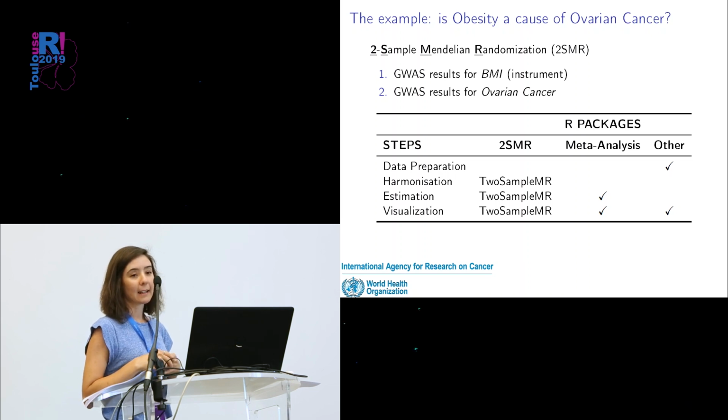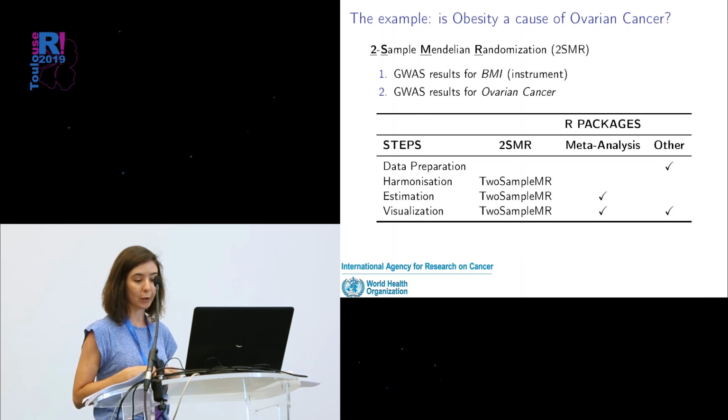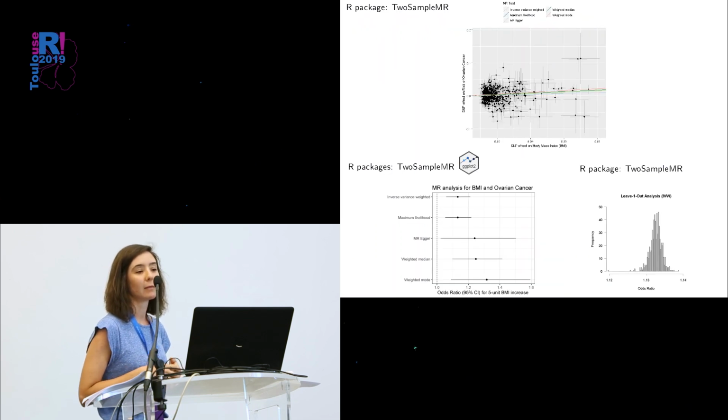And then we use methods specific to Mendelian randomization for getting MR estimates and complementary analysis. Sometimes we also use some meta-analysis packages to perform additional analysis. And for the visualization, different packages and different methods can be used. Now I'm going to show some of the routine results that we can get.